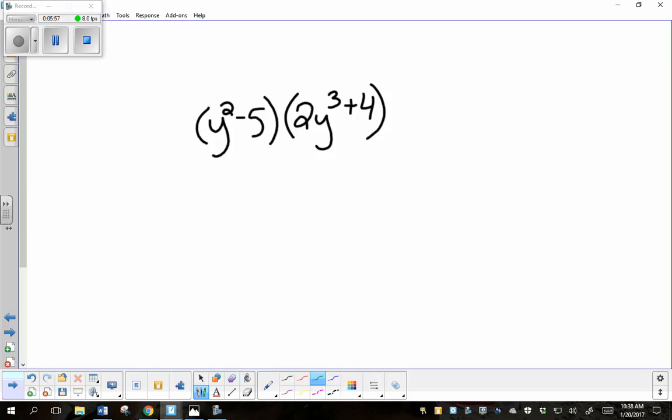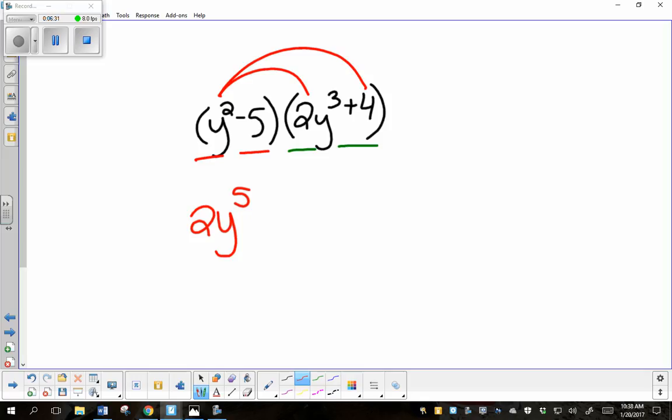So the way that I honestly like to do this has the least graphic organizers and everything. I just keep in mind that every term in the first factor, so the y squared and the negative 5, needs to be multiplied to each of the terms in the other factor. So I start with the first term, y squared, and I say, all right, he's got to be multiplied to both those guys in the other parentheses. So y squared needs to be multiplied to 2y to the 3. So that's going to be 2y to the 5. Then the y squared also has to get multiplied to the other term in those other parentheses. So we're going to do y squared times 4, and that's just 4y squared.